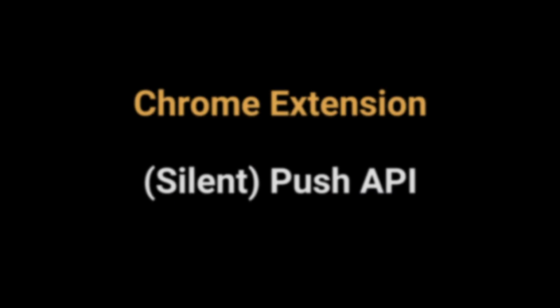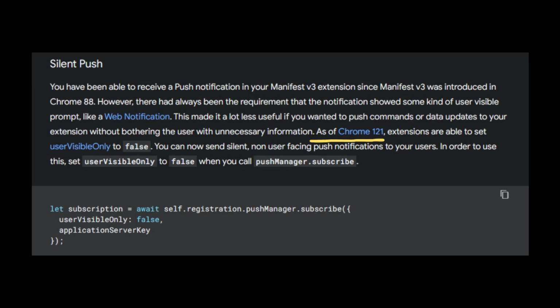Let's take a look at what happened in Chrome version 1.1. From Chrome version 1.1, you can now send silent, non-user facing push notifications to your users. This is specifically for Chrome extension. This means you can send data using Push API silently from your server to your client without showing any notification. And this can be done using Push Manager and setting user visible only to false.